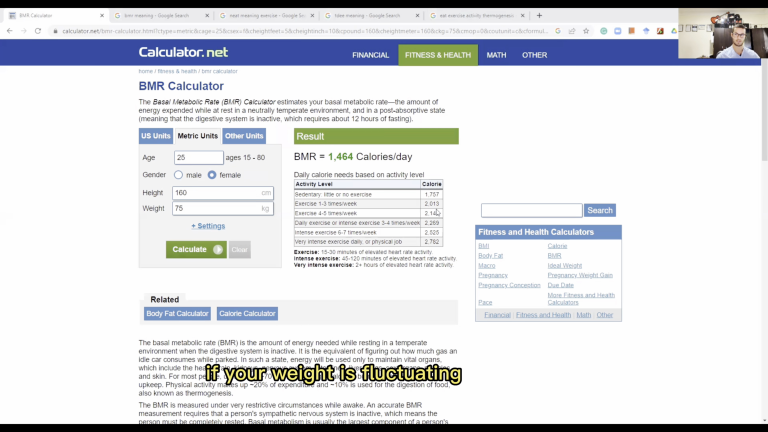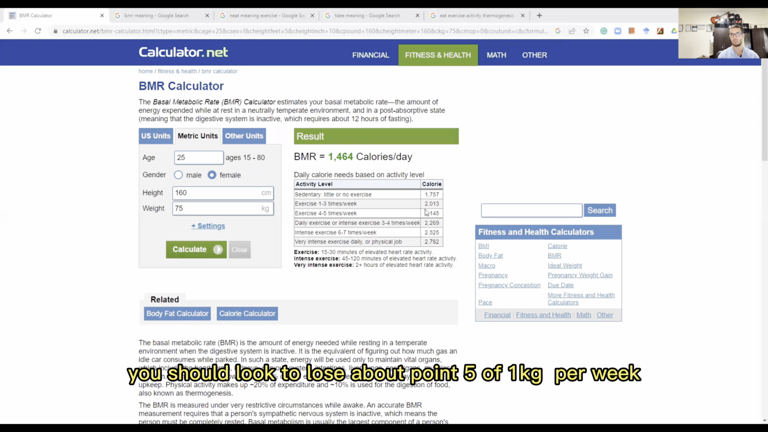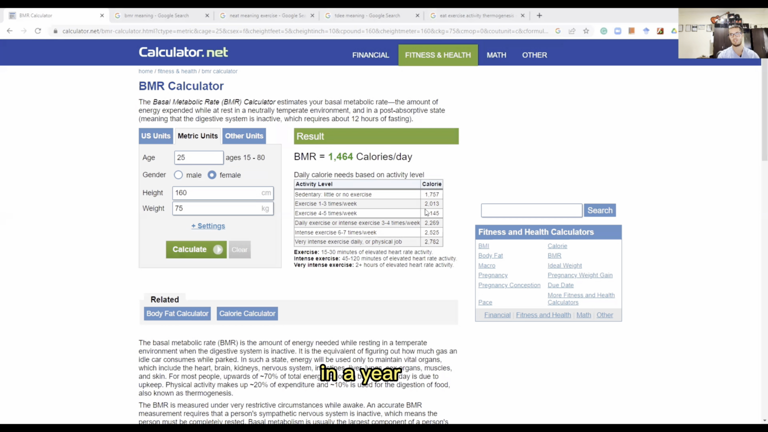If your weight is fluctuating quite a lot, because I know a lot of people that will be like, okay, I'm going to lose weight, cut down the calories to 1,000 calories, and then they will lose some weight, but then they will plateau because they can't reduce it any further. Whereas with something like this, you should look to lose about 0.5 of a kilogram per week. And if you do the math, in a year's time, which is 52 weeks, you'd be losing about 26 kilograms of body weight, which is quite a bit of weight if you think about it.